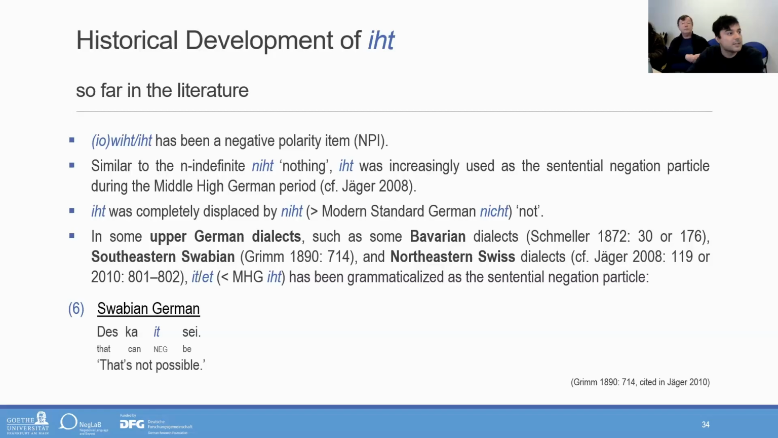But in the end, it was completely displaced by the negative form nicht, let's say in most of the dialects. But still in some contemporary Upper German dialects, like in some Bavarian varieties, in Southeastern Swabian and Northeastern Swiss dialects, we still find those that have grammaticalized it or et as successors of ich to their sentential negation particles. Like in Swabian German, where you have something like it, say, it in the meaning of nicht, nothing, or not, a sentential marker, so with the meaning that's not possible, or that cannot be.